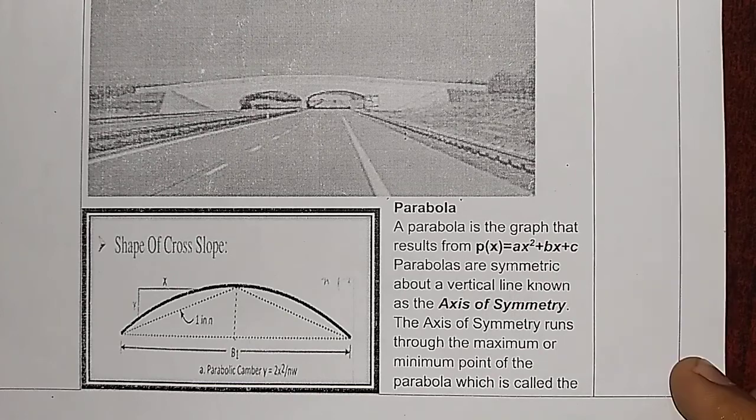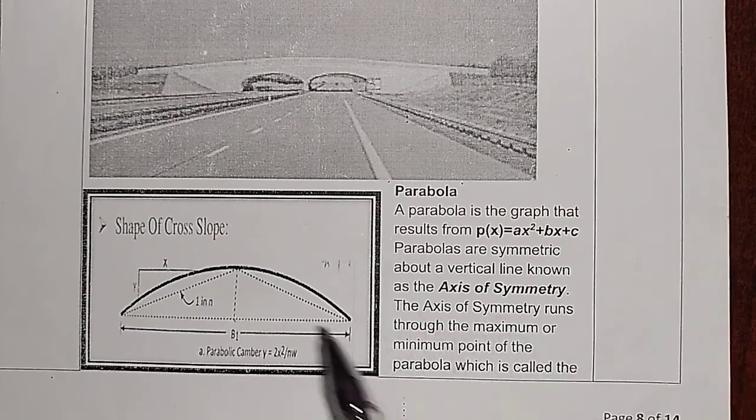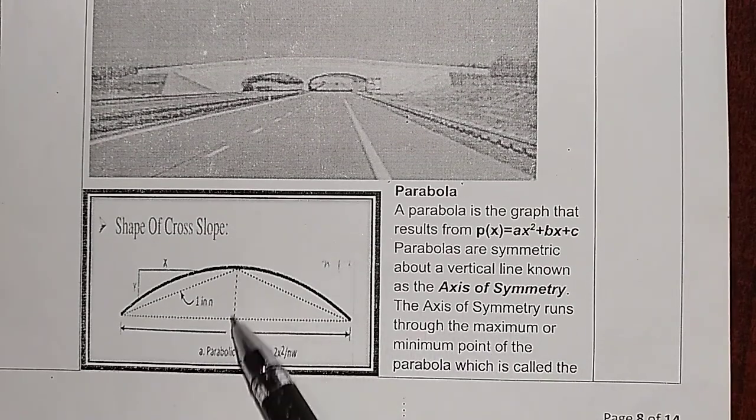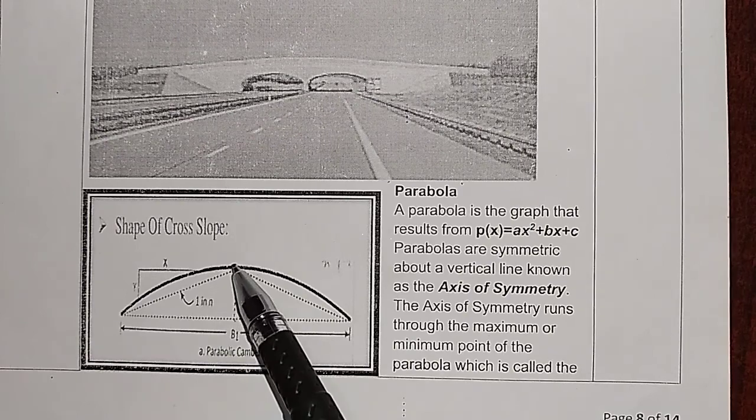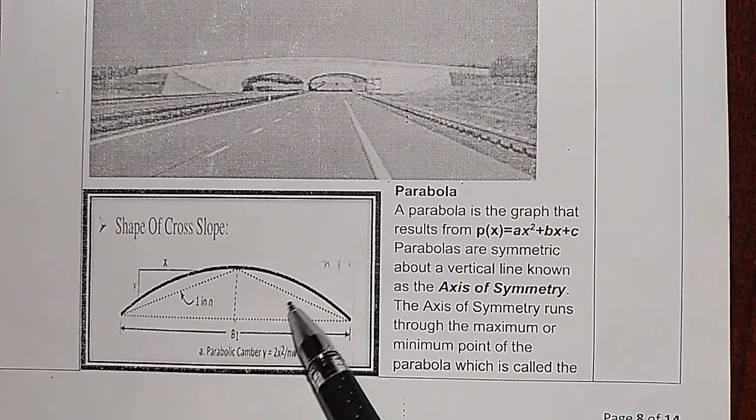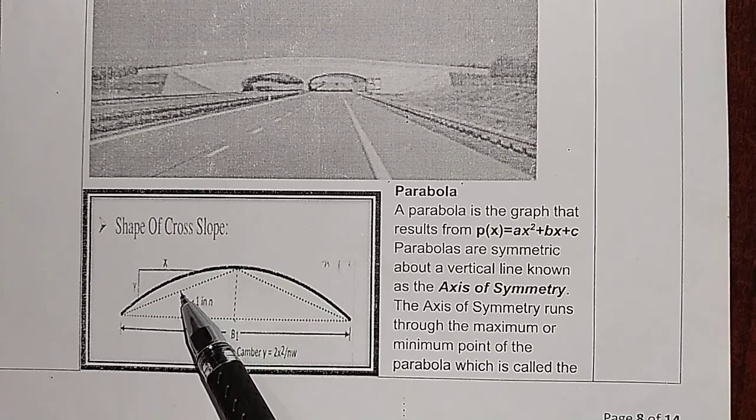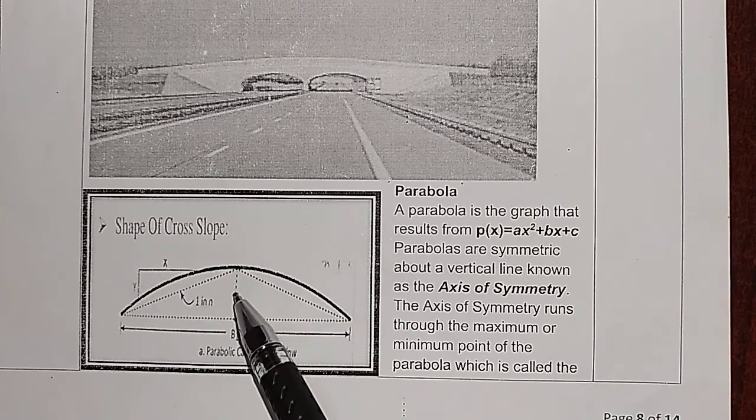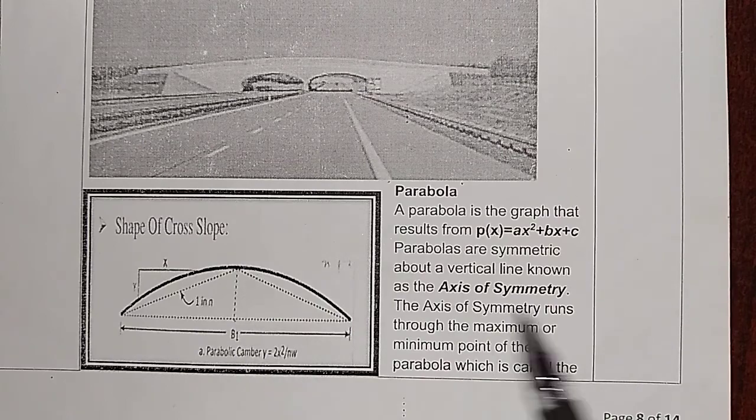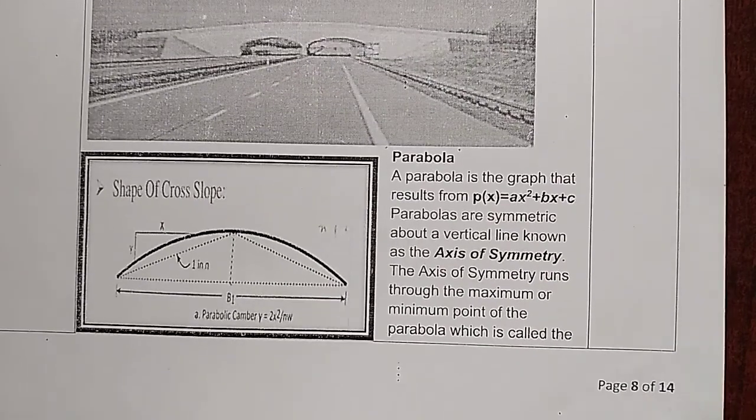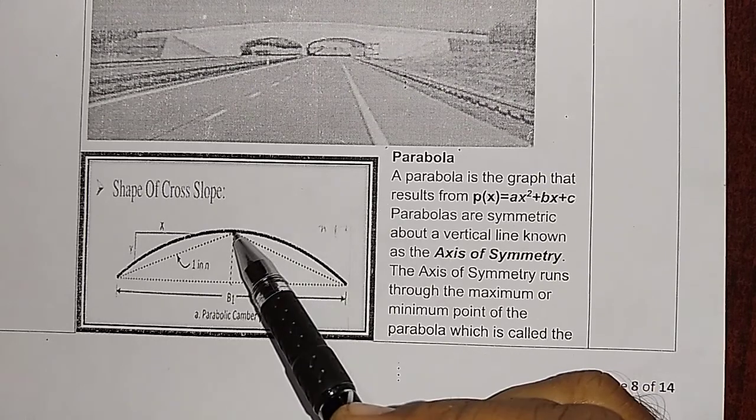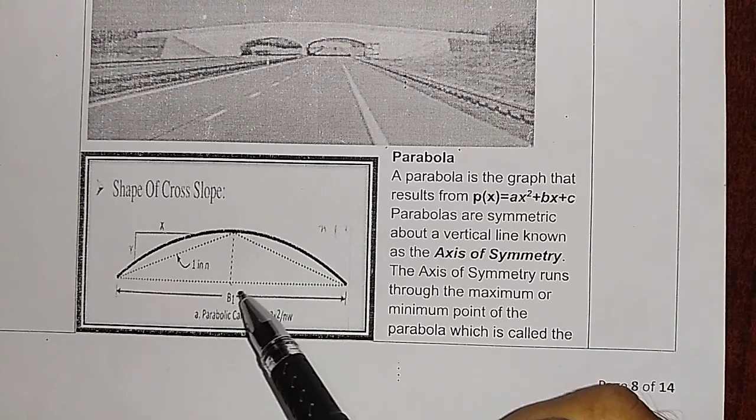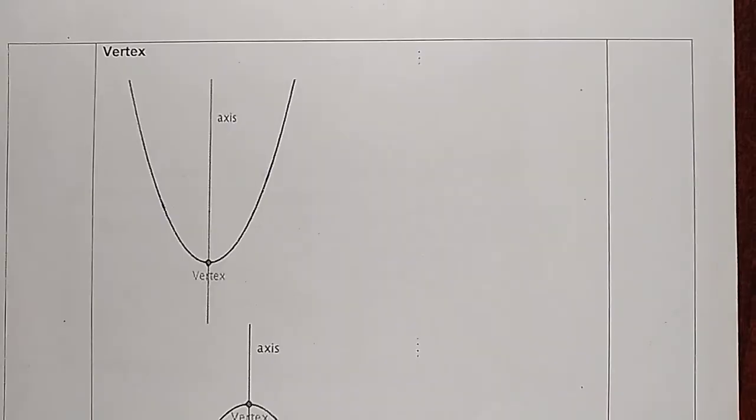So parabolas are symmetric about a vertical line. You can see here is a line. When we cut this parabola into two parts, this half will overlap the other half. Here is the x coordinate and y coordinate. This line is known as the axis of symmetry. The axis of symmetry runs through the maximum or minimum point of the parabola, which is called the vertex. So here you can see this is a vertex and this is also a vertex.